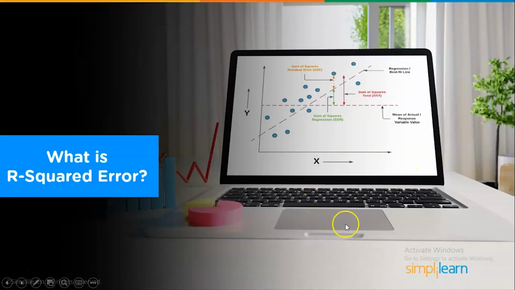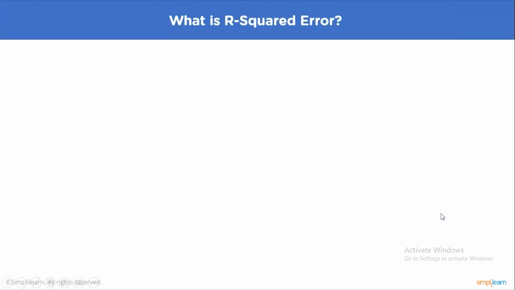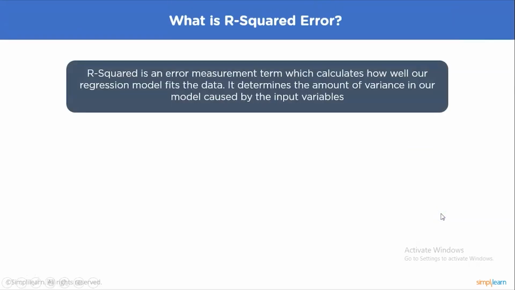Next, we will explain the concept of the R-squared error to you. So what is R-squared error? R-squared error is nothing but an error measurement term which calculates how well our regression model fits the data. It determines the amount of variance in a model caused by the input variables. Now, R-squared is a statistical measure that represents the portion of variance for a dependent variable that's explained by an independent variable or variables in a regression model.